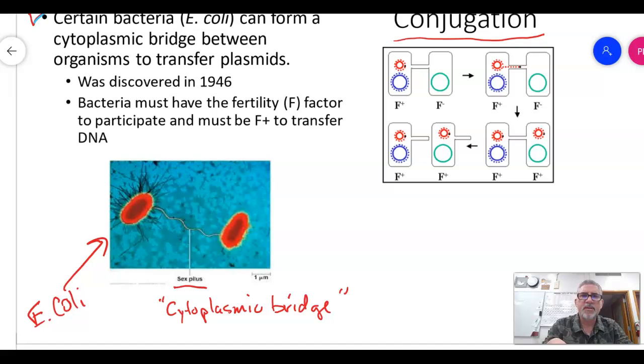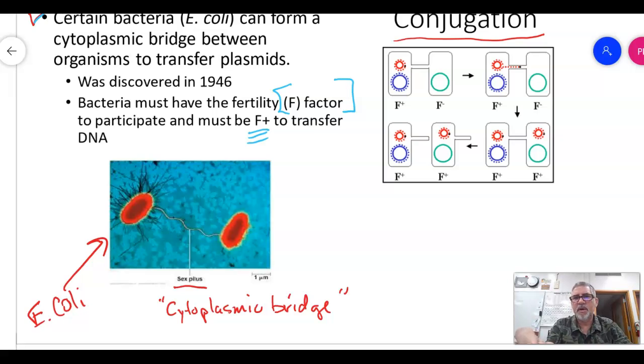So a couple things. F, right here, is called fertility factor. In order to participate, we say that the E. coli must be F positive. So if you look at the picture on the right of that, the E.